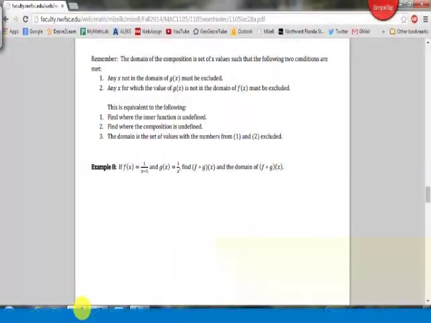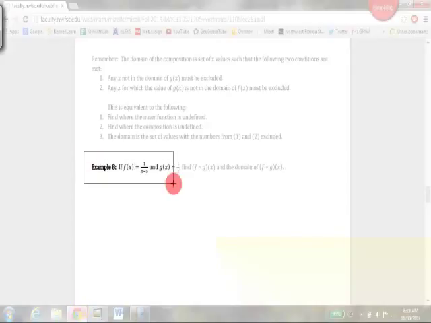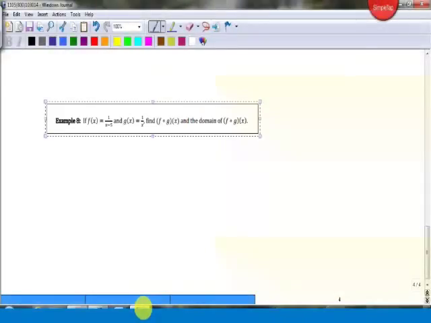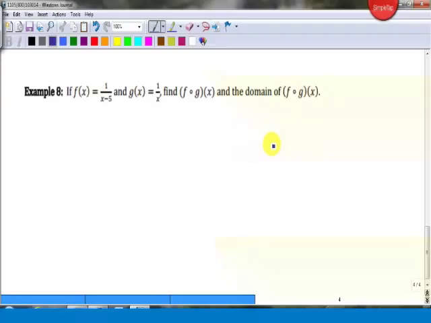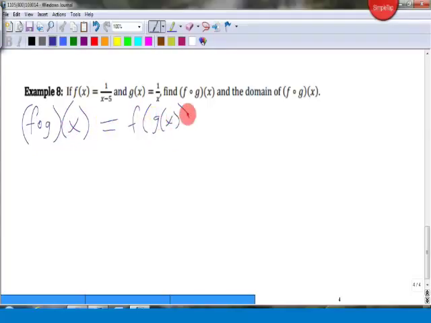So let's look at this next example. We've got a similar type of problem in example 8. If f of x equals 1 over x minus 5 and g of x equals 1 over x, find the composition and the domain of the composition. Well, let's do the very straightforward part first. Let's actually find f composed with g of x, which is f of g of x.